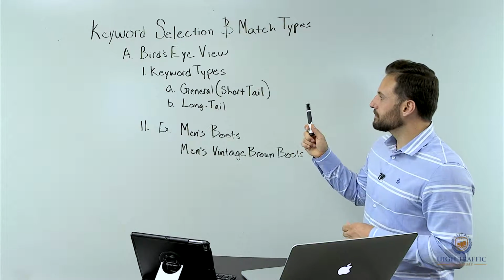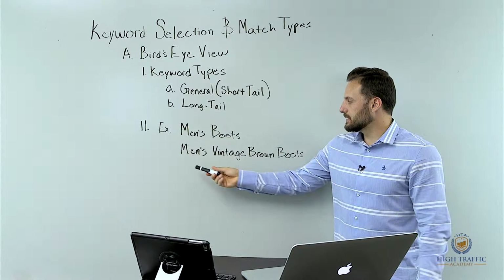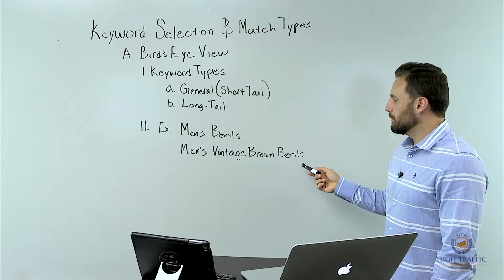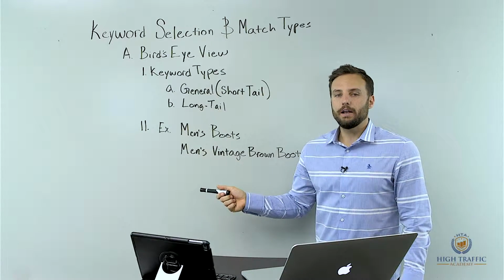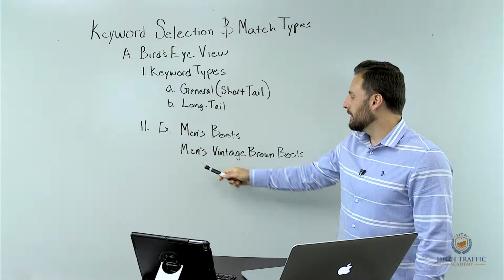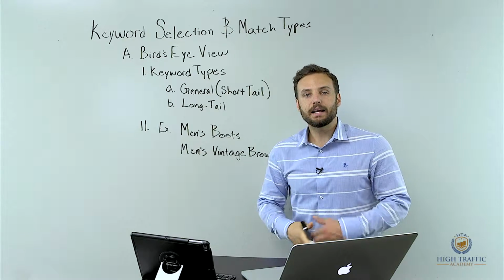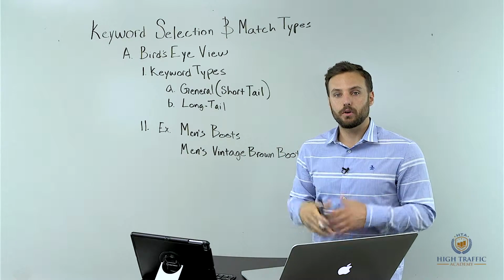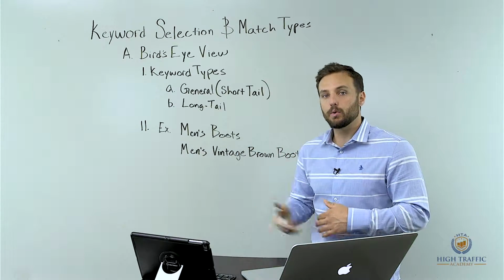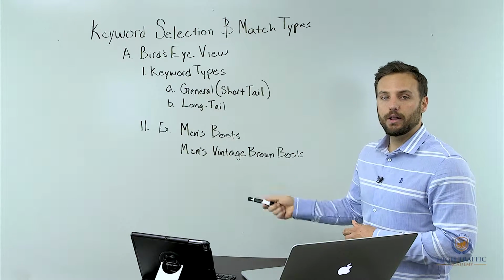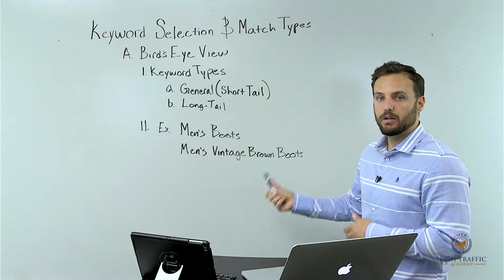An example of a long tail keyword is a variation of this would be men's vintage brown boots. So this user, I know exactly what they're looking for. They're a man and they're looking for vintage brown boots. And if I have that product, I can then write a piece of ad copy to run with this keyword that speaks directly to this user, which increases my click-through rate or my potential for that user to click on my ad.